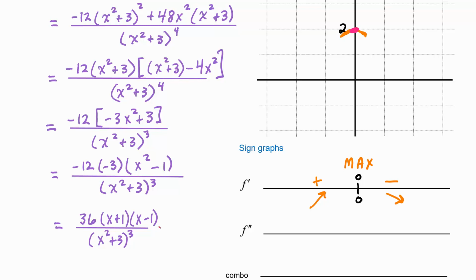And we want to know when this is 0 or does not exist. The numerator will be 0 when x is plus and minus 1. The denominator is never 0, so that's never a DNE because this is always positive. So now we know that we have to put x equals negative 1 and x equals positive 1 onto our sign graph for f double prime.